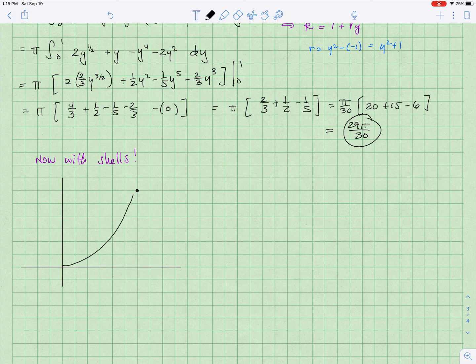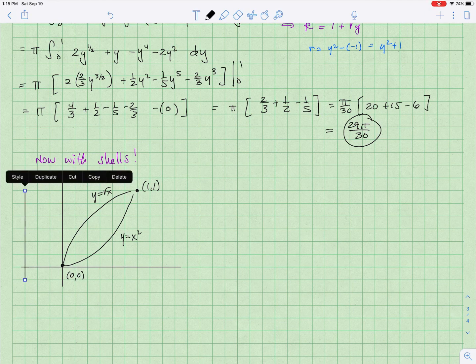We have y equals x squared. We have y equals root x. That's the point 1, 1. They both intersect at the origin. And then over here, off to the side, not to scale, is the vertical line x equals negative 1. And we're going to be rotating this particular region about that axis.